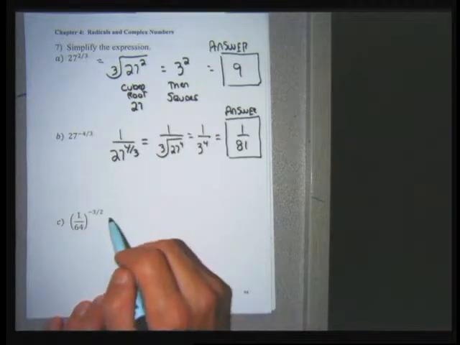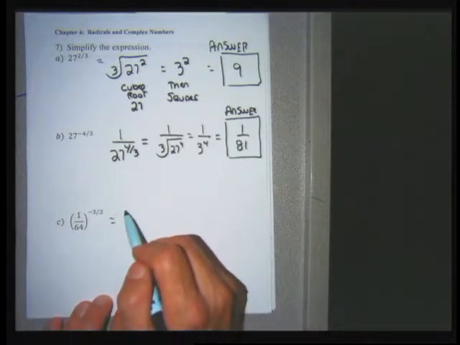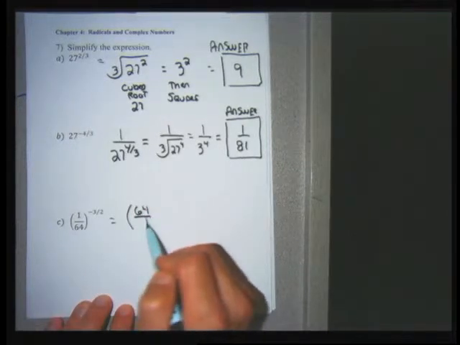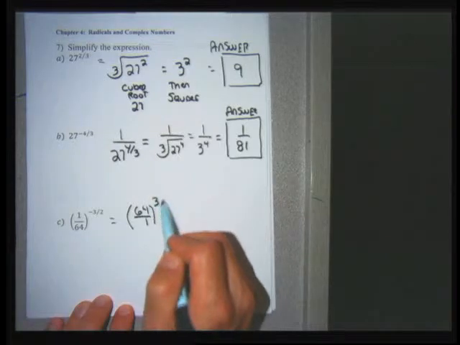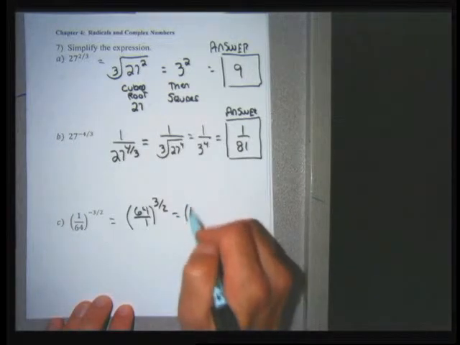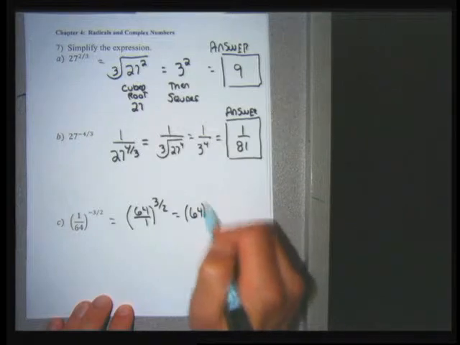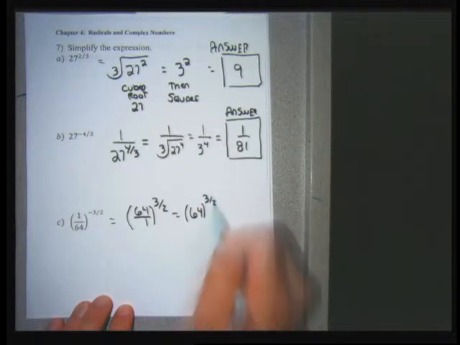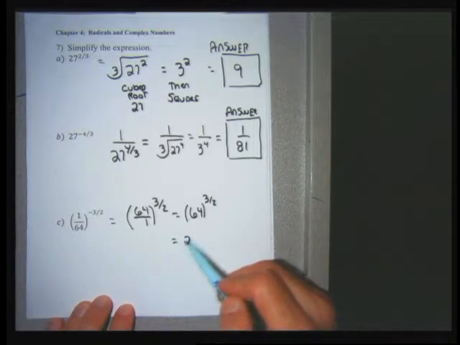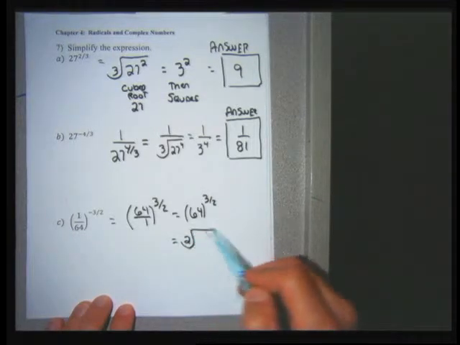For part C by hand, if you have a negative exponent outside a fraction, you take the reciprocal of the fraction and make the exponent positive. And now, what's in the parentheses has a denominator of 1, so it doesn't really need to be written as a fraction. By hand, I can say this is 64 to the 3/2 power. Then I can write it as a radical. It's going to be the second root, which is the square root of 64 cubed.